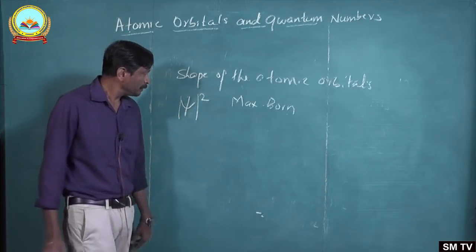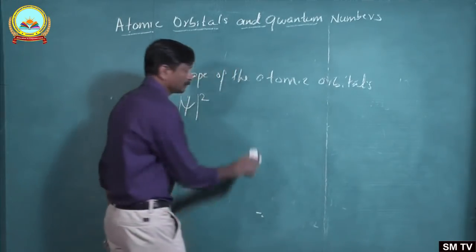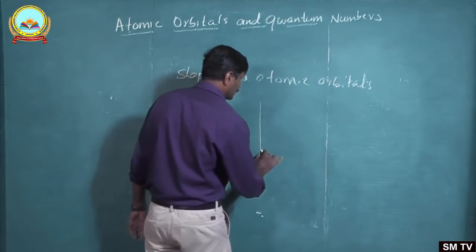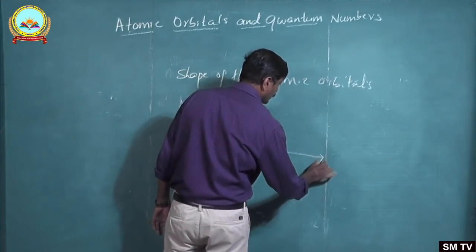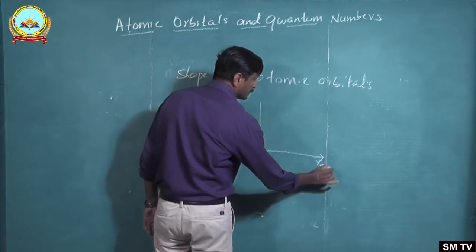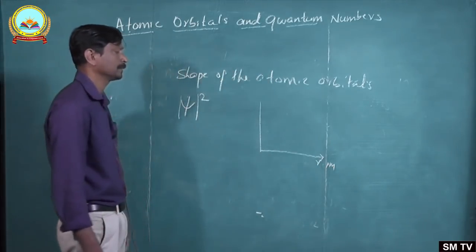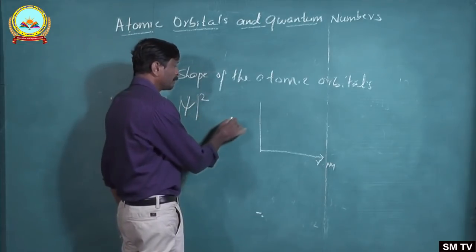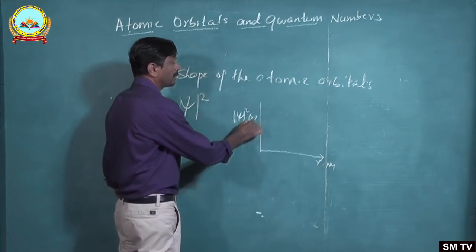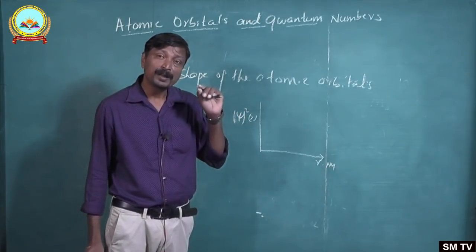So suppose you draw the graph of the 1s orbital. So this is what? r. It is the nucleus. It is the distance from the nucleus, or in picometer you can say, r in picometer. This is for the s orbital, the mod of psi square is a function of r. For the s orbital, the psi square only varies with r.